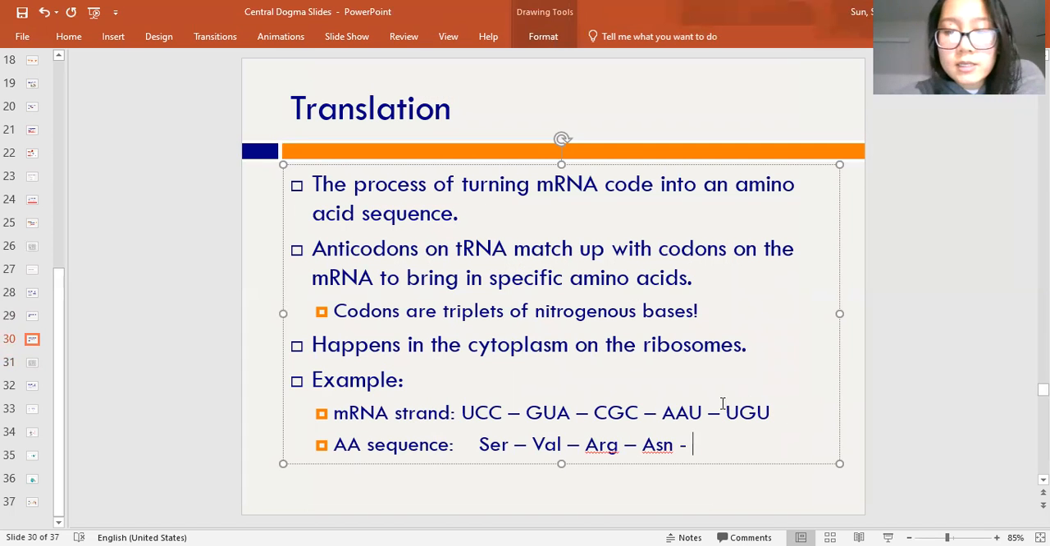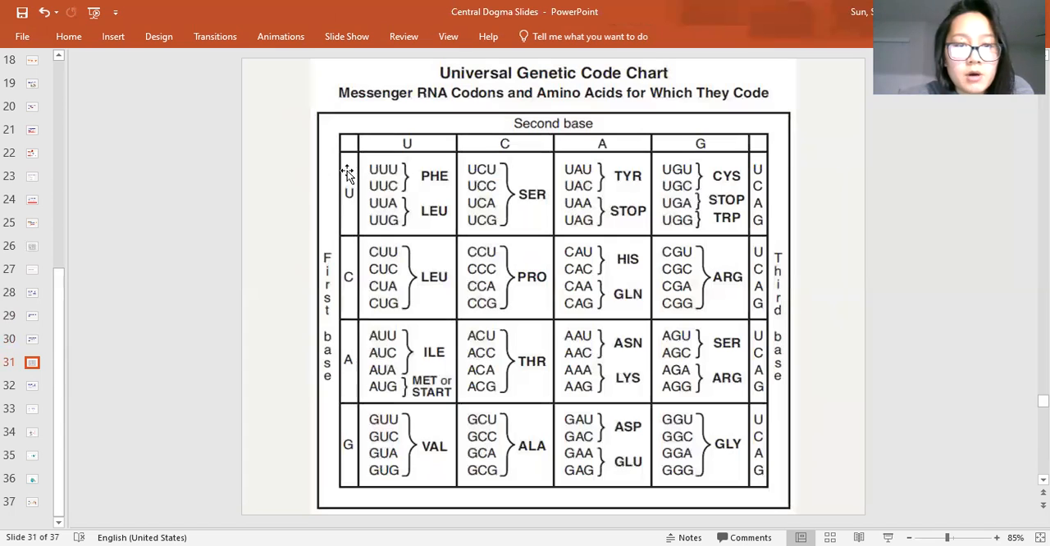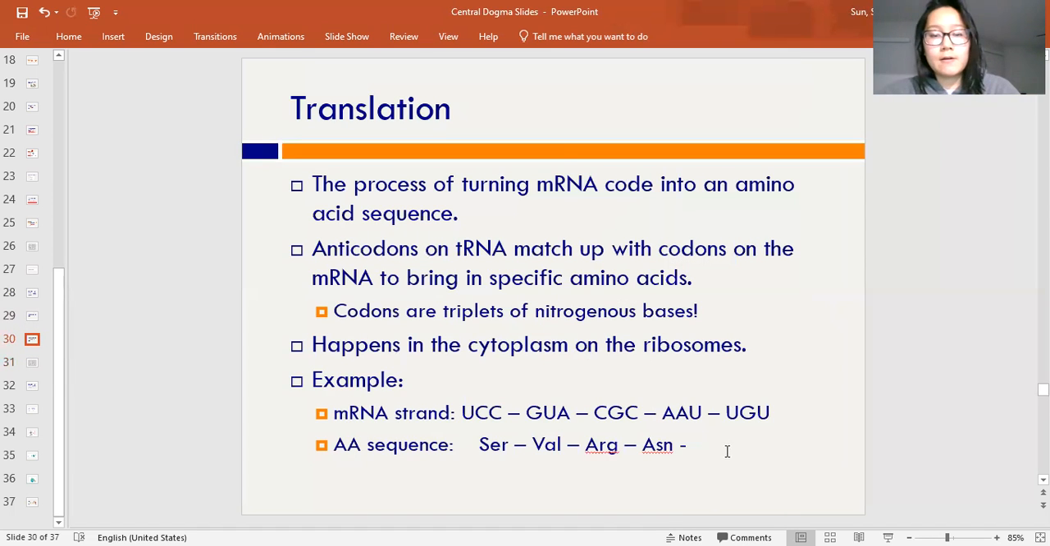Our last codon is going to be UGU. So UGU on the mRNA codon chart is firstly U, second base G, last base U, which is right here. Okay, again, first base is U, second base is G, and they cross each other in this box. And inside of that box, we're looking for the last base, which is UGU, and we'll find that UGU is shorthanded by CYS for cysteine.